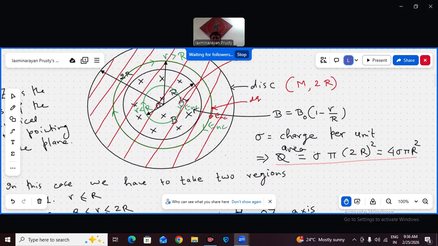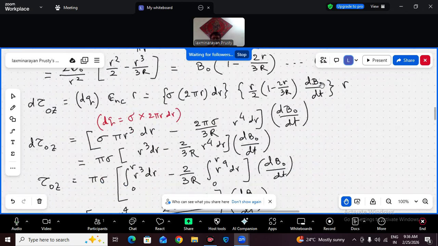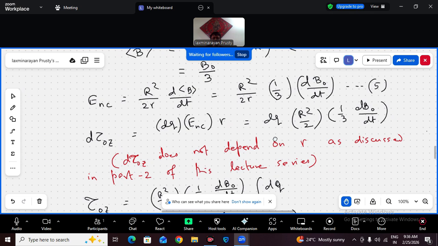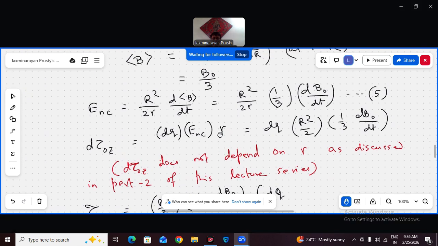Earlier was that dq, first case one. This dq into ENC into small r, which is greater than r and less than 2r. Now this r and r into ENC, r get cancelled. So I get dq r square by 2 into 1/3 dv naught by dt.